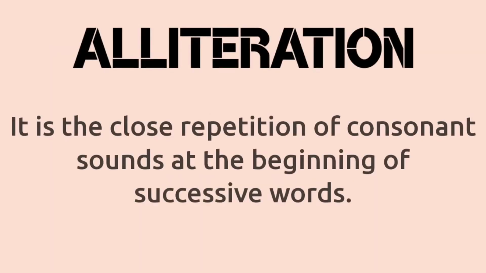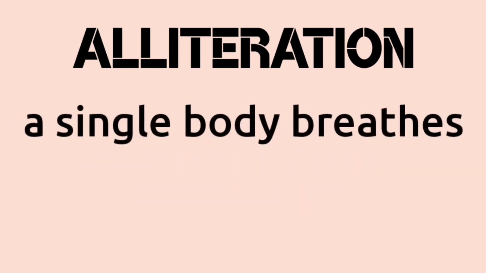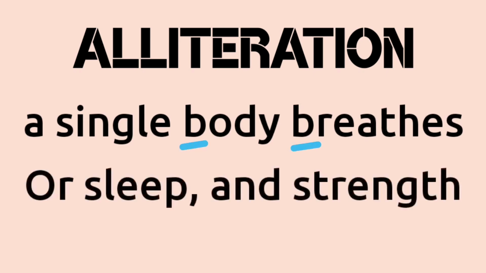Next we come to alliteration. Alliteration is the close repetition of consonant sounds at the beginning of successive words. For example, "a single body breathes." So the B sound is repeated at the beginning of each word. Then we see the phrase "sleep and strength." So the sound of S is being repeated here.